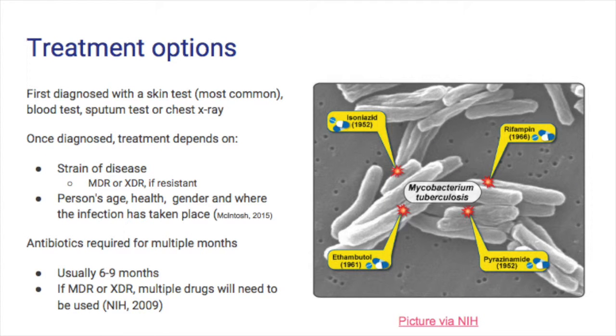So now I'll talk a little bit about what the treatment options include once those signs are recognized. TB is most commonly diagnosed with a skin test, or potentially a blood test, a sputum test, or a chest x-ray to look for those lesions that have begun to calcify. Once TB is diagnosed, the treatment depends on, one, the strain of the disease, so if it's resistant to any drugs, and two, the person's age, health, gender, and where the infection is taking place, so if it's spread past the lungs to the heart, to the bones, wherever that may be.